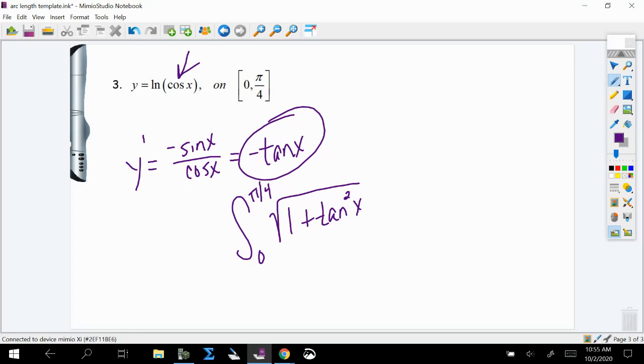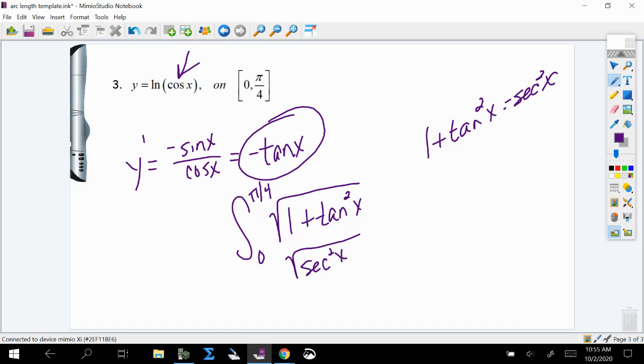I saw this show up on an AP test once, and at first I thought, like, what are they doing here? How are they going through this? But with some basic identities, it cleans up really nicely. 1 plus tangent squared is an identity that you should know. It's a Pythagorean identity, and it equals secant squared. So I can actually replace everything under the radical with secant squared.